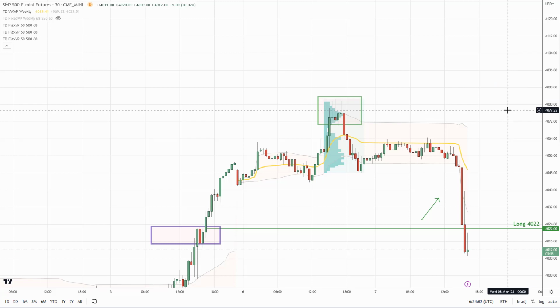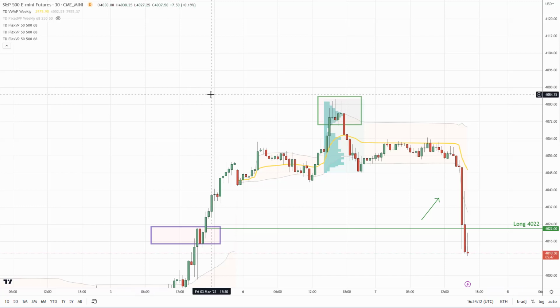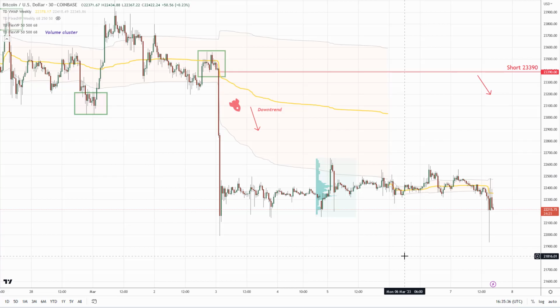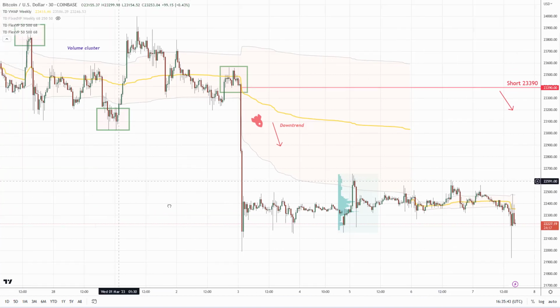Let me now switch over to Bitcoin chart. The logic will be the same, but since you guys were asking for it, I may cover Bitcoin as well. So here we are on Bitcoin, and I'll give you a couple of more examples of stop loss placement.